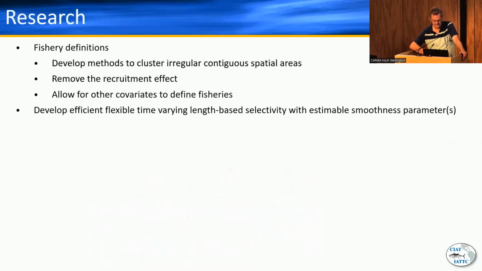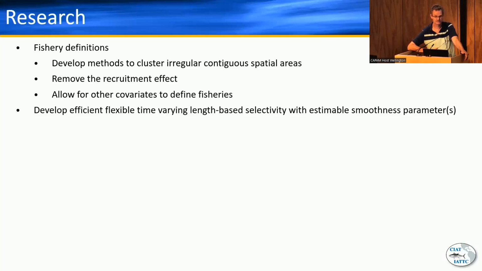Okay, as far as what research we need to do, I actually didn't fill this out much, but there's a couple of things I thought of while I was doing it. One is, for fishery definitions, the approach that Clarity put together is pretty cool, but it really needs a lot more work, and it needs a method that creates irregular clusters rather than just latitude and longitude. Of course, contiguous spatial areas would be needed to do that.